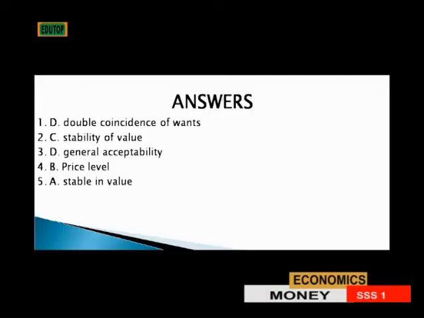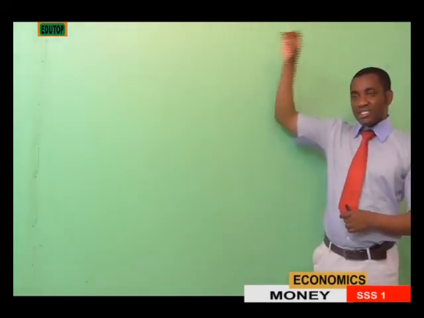And the last one, money will serve as a standard of deferred payment if it is dash, if it is stable in value, if the value of money is the same now and the same in the future. That will make it easy for us to transact for the future, buy things on credit, because the amount you are buying with now has the same value as the amount you will pay back in the future.